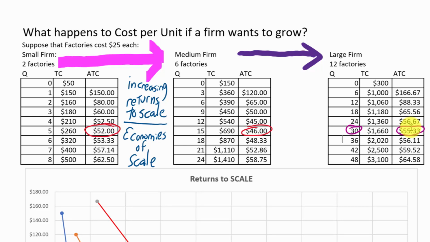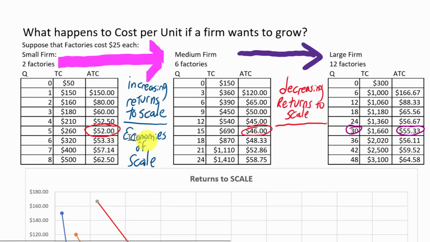So when a firm experiences this, when they get larger, when they expand everything, they scale up the operation, in other words, and their cost per unit goes up. Instead of calling this increasing returns to scale, you guessed it, we call this decreasing returns to scale. Another term that means the exact same thing as decreasing returns to scale, instead of economies of scale, sometimes people will describe what's going on here as diseconomies of scale.